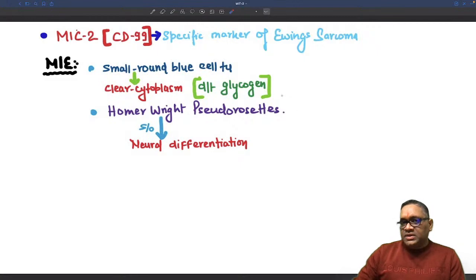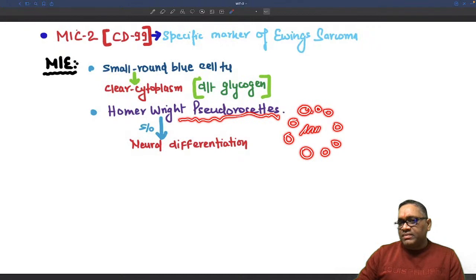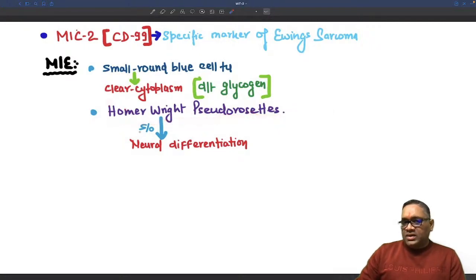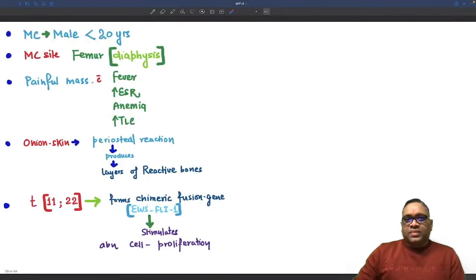And in these, you will notice there are tumor cells arranged around an area, and that is called a rosette. So this is called a pseudorosette because in between there will be some material, right? These are called Homer-Wright pseudorosettes, seen in Ewing sarcoma, and that is suggestive of neural differentiation, right?